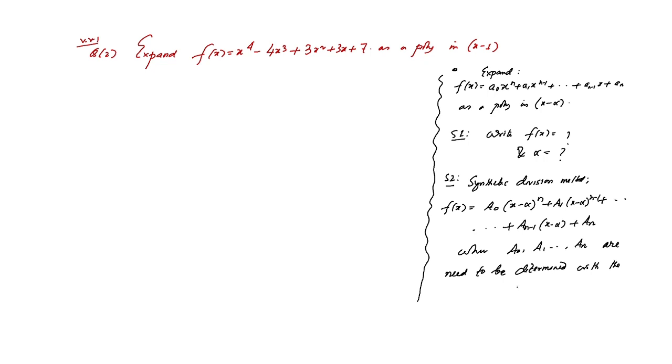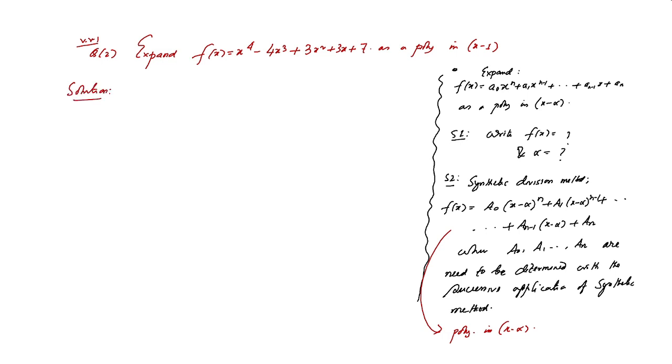with the successive application of the synthetic method. Okay. So here we have made the polynomial in x minus alpha. So f(x) is basically a polynomial in x minus alpha. So now we'll move to the solution. How we'll solve this kind of problem.